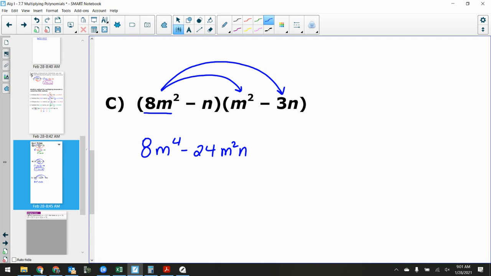Now we distribute in the inners. I take the inners here, negative n times m squared. And I always like to go in alphabetical order, so I'm going to make the m come first. Minus, because one's negative, m squared n. There's no numbers to put in front, but I have variables that I've got to just put together. And then I've got negative n times negative 3n. These are my lasts. Negative times a negative, negative n times negative 3 makes a positive 3. And then n times n gets us n squared.